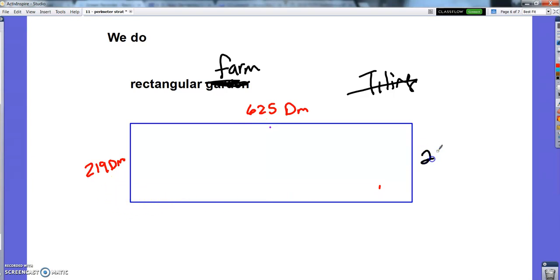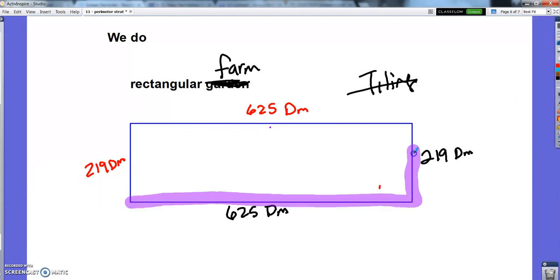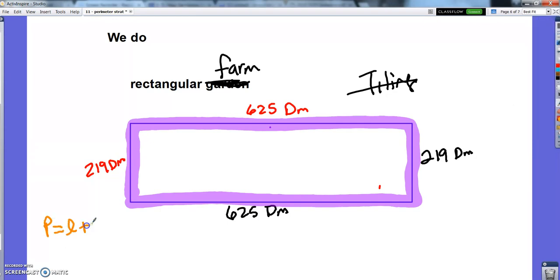So I'm going to apply my formulas. So that's going to be 219 decameters, 625 decameters, and let's see. So my 2 choices, I tend to always start with this one. I don't know why. Length plus width plus length plus width. Perimeter equals length plus width plus length plus width, which is 625 plus 219 plus 625 plus 219.